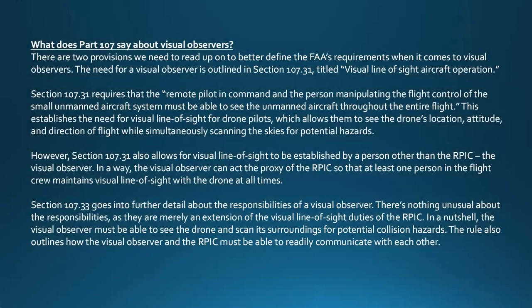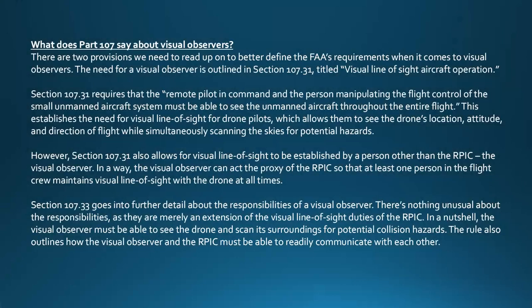What does Part 107 say about visual observers? There are two provisions we need to read up on to better define the FAA's requirements when it comes to visual observers. The need for a visual observer is outlined in Section 107.31 titled Visual Line of Sight Aircraft Operation. 107.31 requires the remote pilot command and the person manipulating the flight control of the small unmanned aircraft system must be able to see the unmanned aircraft throughout the entire flight.